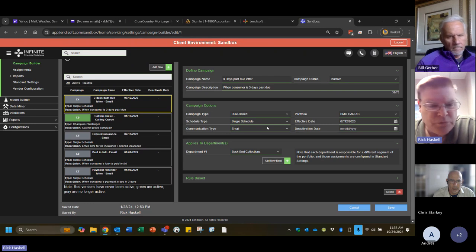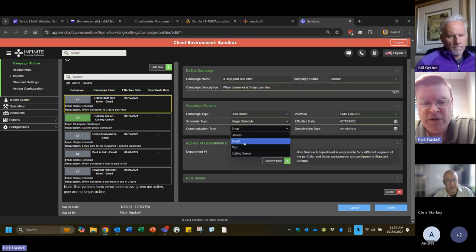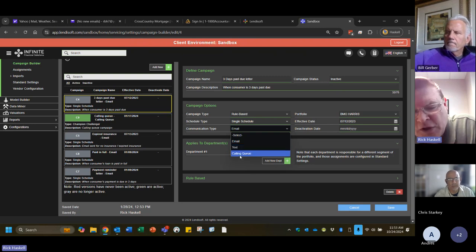You can also build different campaigns for text messages. So there's actually three kinds. There's an email campaign, a text campaign, and a third one called a calling queue campaign, which is a special kind that I'm going to show you right now.